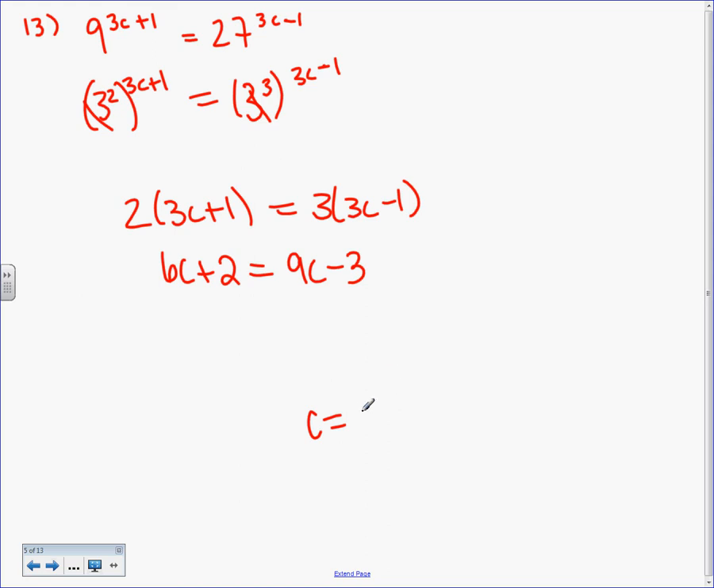What'd you get? 5/3. Anybody not get 5/3 and need me to show you the math in between? I'm happy to do it. Just let me know. Are you sure? So again, if we had time on a test or a quiz to go back and check it, I'd plug it back into the original and see if the left side equaled the right side, but it's not a rule like it is sometimes, okay?